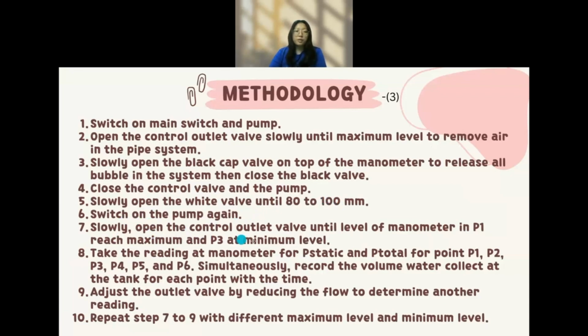Slowly open the control outlet valve until the level of the manometer at P1 reaches maximum and P3 is at the minimum level. Then take the readings on the manometer for P static and P total for points P1, P2, P3, P4, P5, and P6 simultaneously, and record the volume of the water collected in the tank for each point with the time. Then adjust the outlet valve by reducing the flow to take another reading. Finally, we repeat steps 7 to 9 with different maximum and minimum levels.